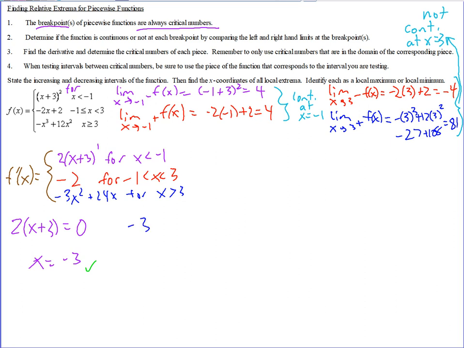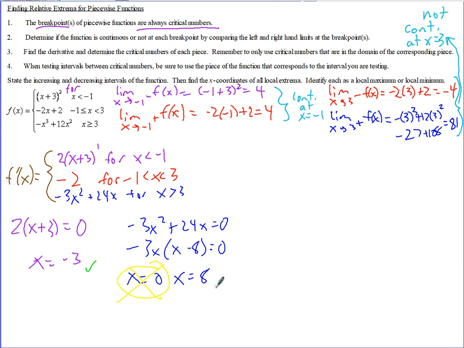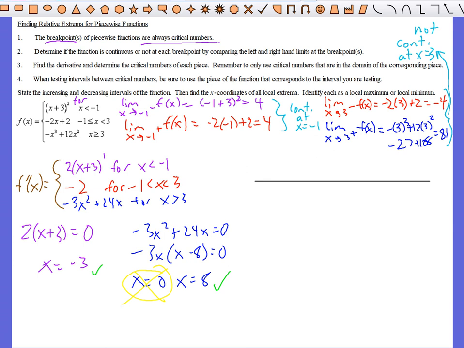And if we set the bottom piece, -3x squared plus 24x, equal to 0, factor out -3x, put x minus 8, and you get x equals 0. But again, let's check here. 0 for this bottom piece is not greater than 3, so you would never use 0 here. 8, however, is greater than 3, so you would use that one. So now let's draw our number line. We've got -3 and 8, and -1 and 3, our initial critical numbers from the breakpoints. That's how to do it.